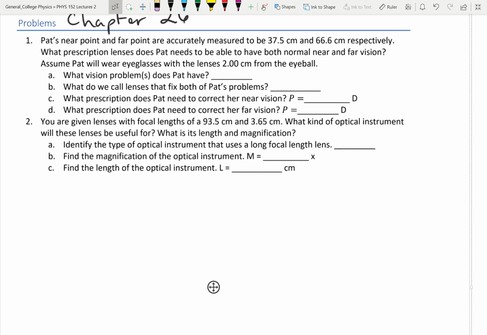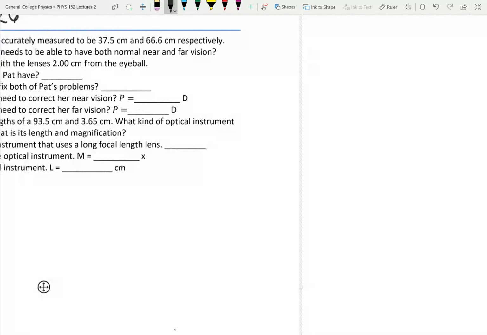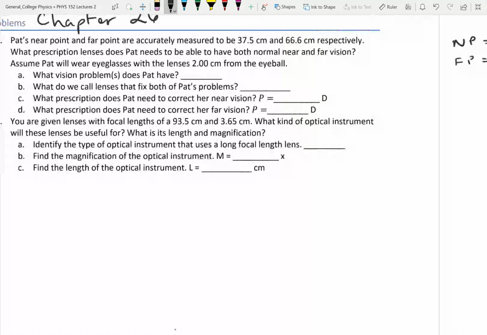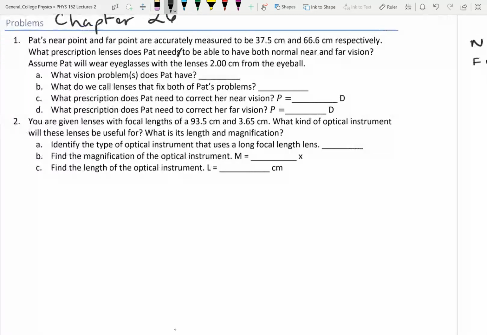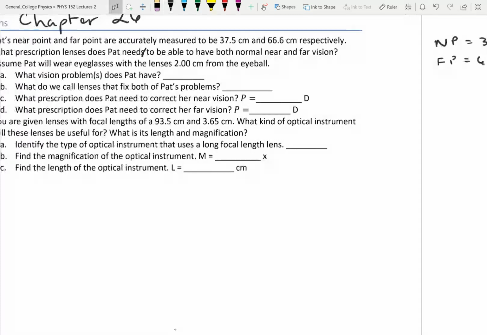All right, chapter 26, problems. Pat's near point and far point are accurately measured to be 37.5 centimeters and 66.6 centimeters respectively. So we have near point equals 37.5 centimeters, far point equals 66.6 centimeters. What prescription lenses does Pat need, I hate typos, to be able to have both normal near and far vision? Assume that Pat will wear eyeglasses with the lenses 2 centimeters from the eyeball.